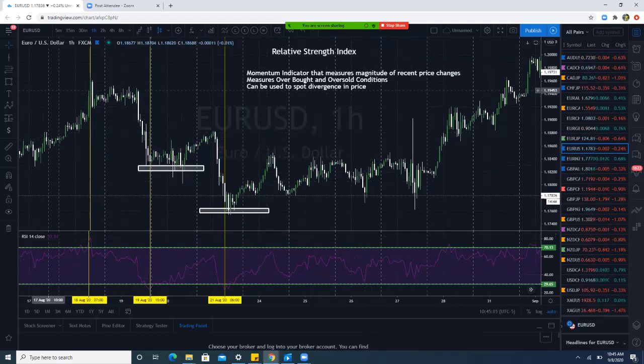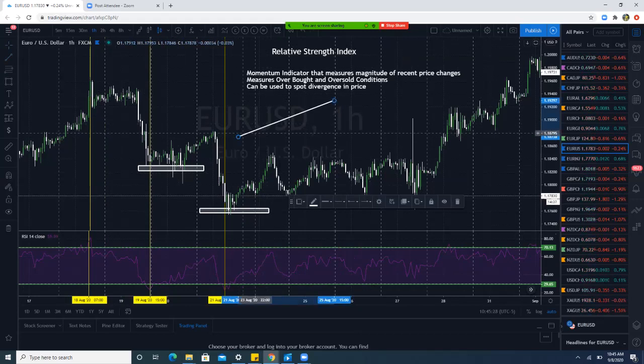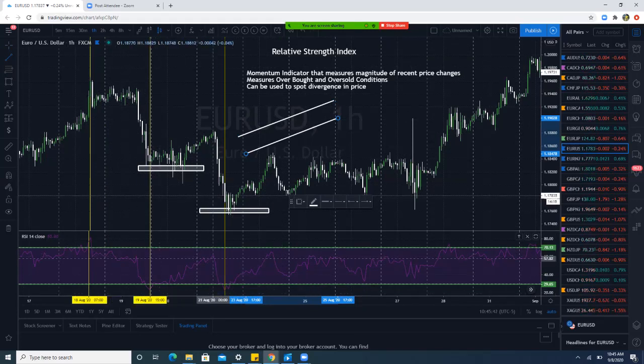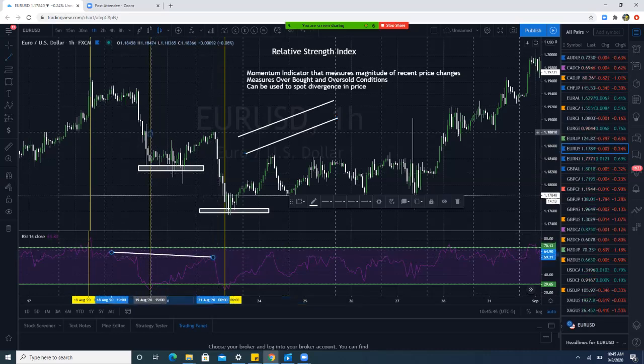So let's look for divergence. Divergence with price and the RSI is going to look like this. If two high points of price are doing this, the RSI should also do that. Basically, you get something like this, where price is higher than the next one. So this high is higher than this high. So the RSI is doing the same thing.